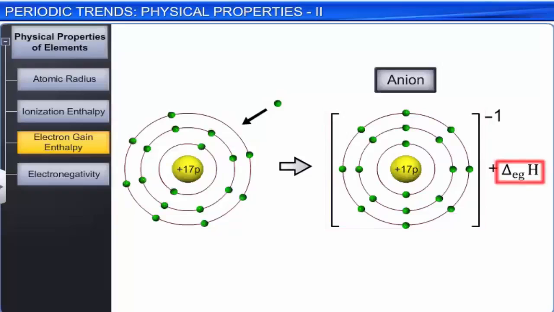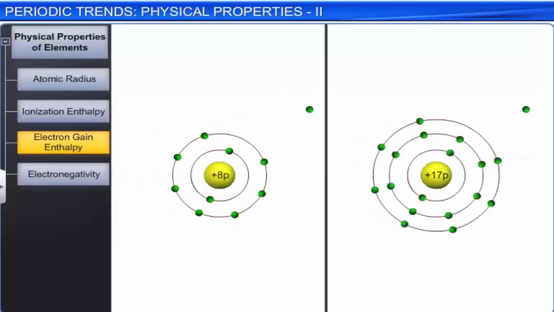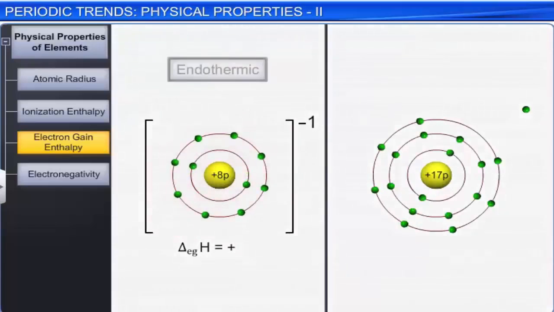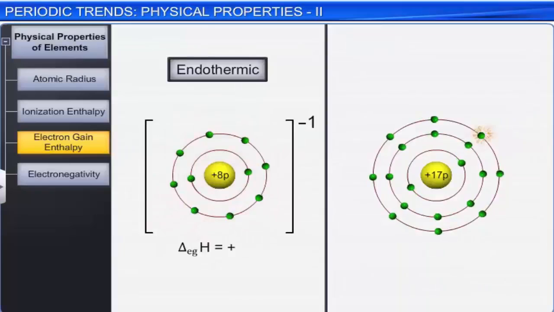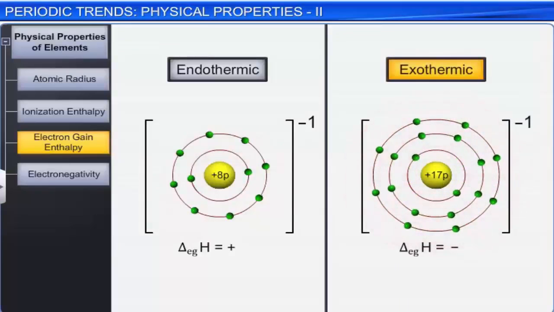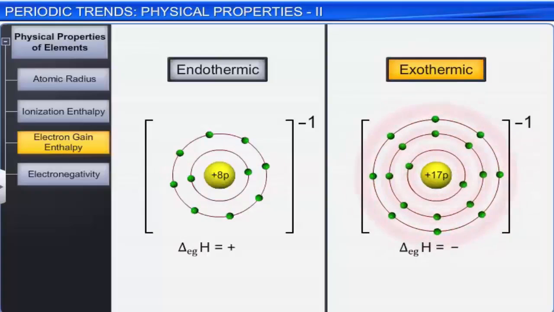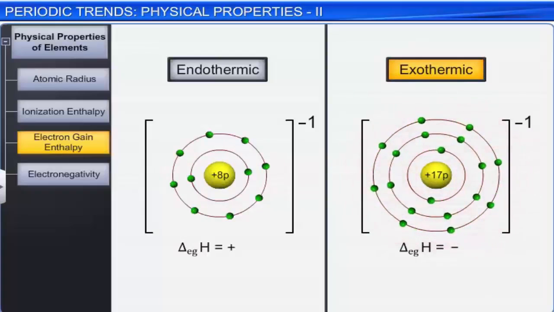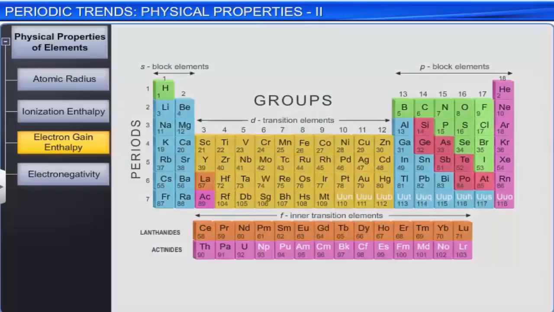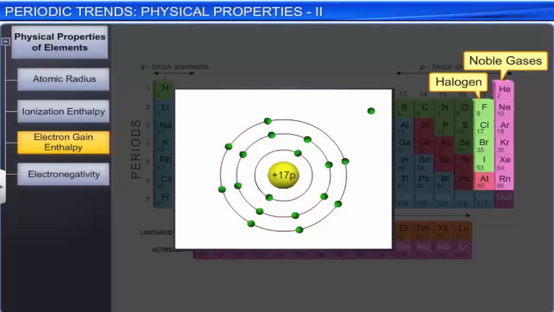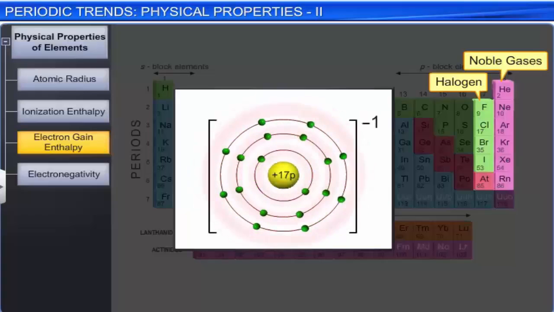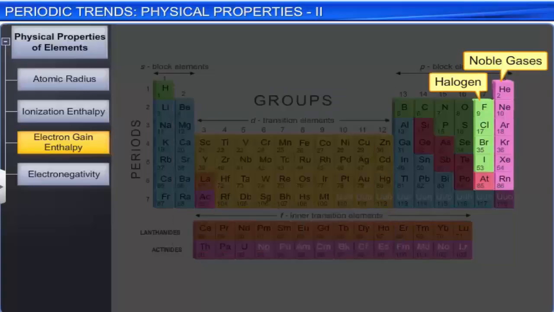The process of adding an electron can be either endothermic, that is, energy absorbing, or exothermic, that is, energy releasing. It is exothermic when an element reaches a more stable state by the addition of an electron. For example, halogens attain a stable noble gas electronic configuration after gaining an electron. Hence, they have very high negative electron gain enthalpy values.